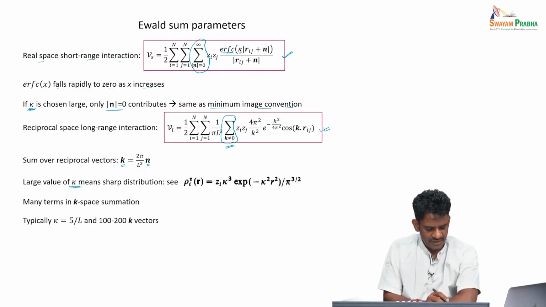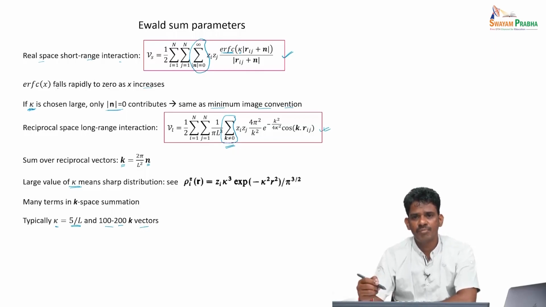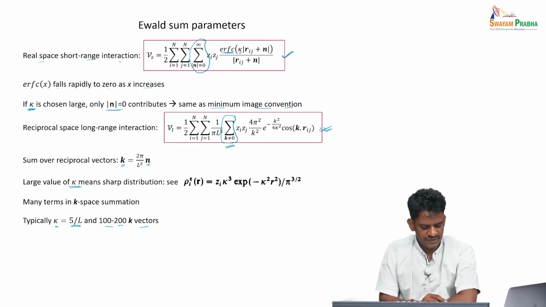Typically we choose kappa to be pi by L, and typically we use about 100 to 200 k vectors, so that we have a compromise between the short range interaction here and the long range interactions here. This is something one has to even optimize for a given problem. You need to do simulations with different sets of kappa and k vectors and see the convergence of electrostatic interactions, and then use a minimum number of k vectors. At the same time, a sufficiently large value of kappa should be used. So, that is something as a user you want to remember: how to choose the number of k vectors and the value of kappa, which dictates the width of the charge distribution that we impose.